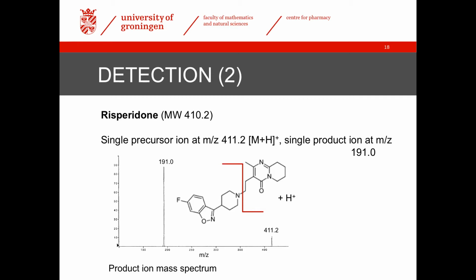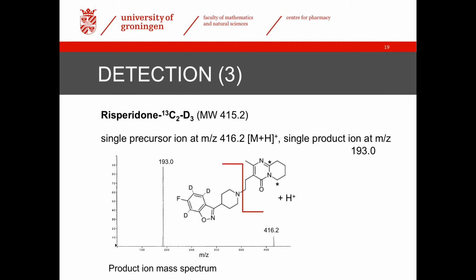Risperidone has a mass of 410.2 and it picks up a proton and forms an ion with a mass of 411.2 and a charge of 1. As you can see in this figure, it is fragmented almost exclusively to an ion corresponding to the right-hand side of the molecule, which has a mass-to-charge ratio of 191.0.